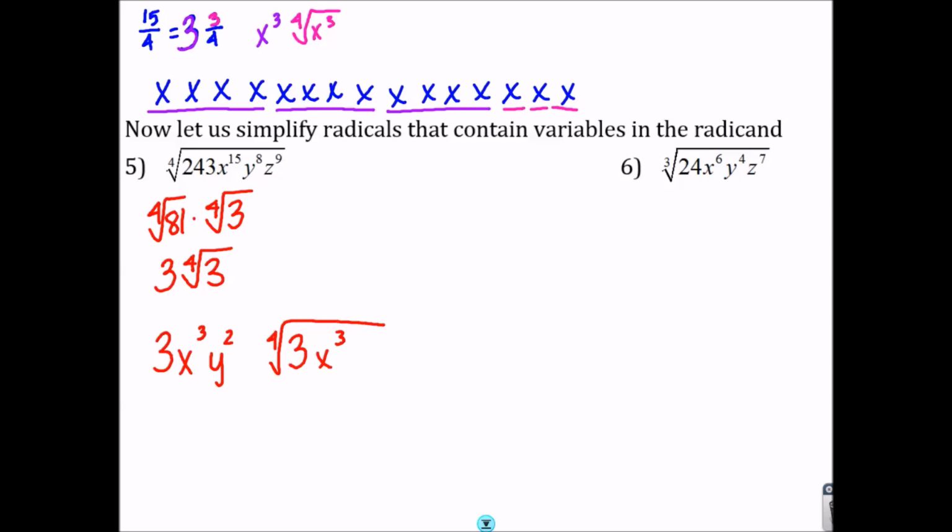When we take the 4th root of z to the 9th, if we do 9 divided by 4, 4 goes into 9 2 times, and there's 1 left over. So this will be our final answer.